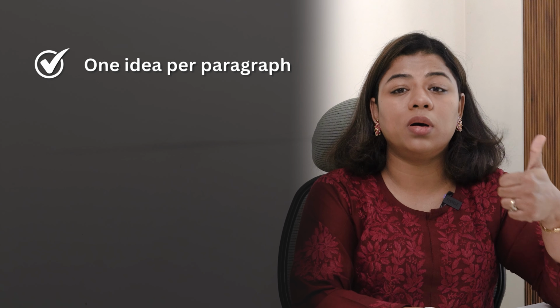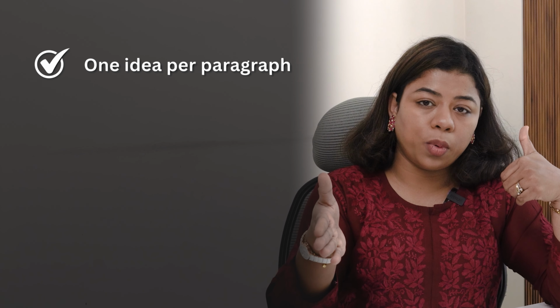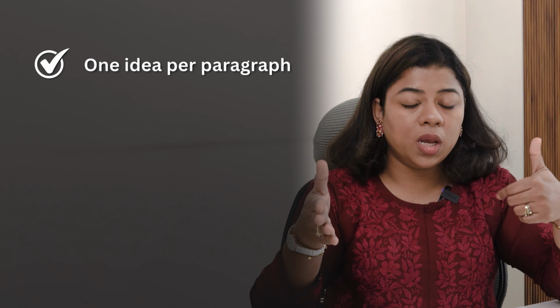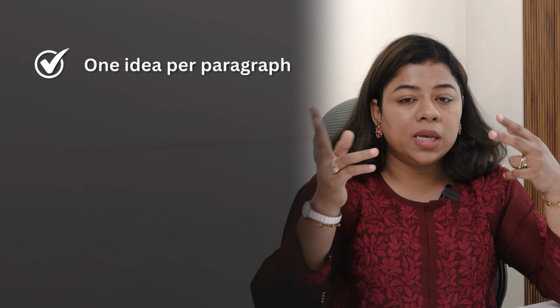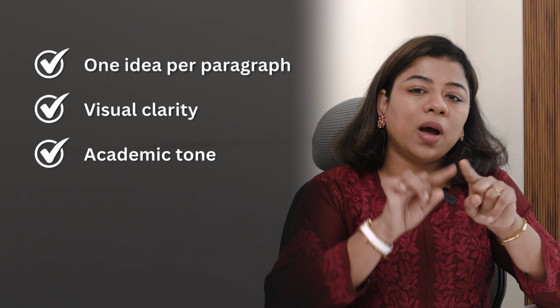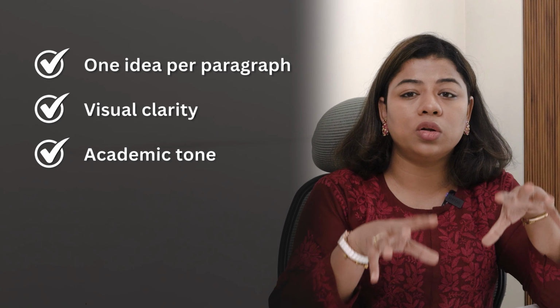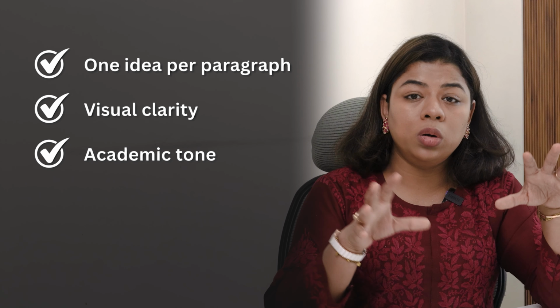So here are the specific strategies that helped Ananya polish her final draft. That is one idea per paragraph. Ananya's original paragraph covered 3 to 4 different points. We split them up. Second was visual clarity, simple charts and tables. Ananya learned that a fancy graph often confuses more than it clarifies. Next is academic tone without jargon. Ananya's first draft was full of unnecessary psychology terminology.